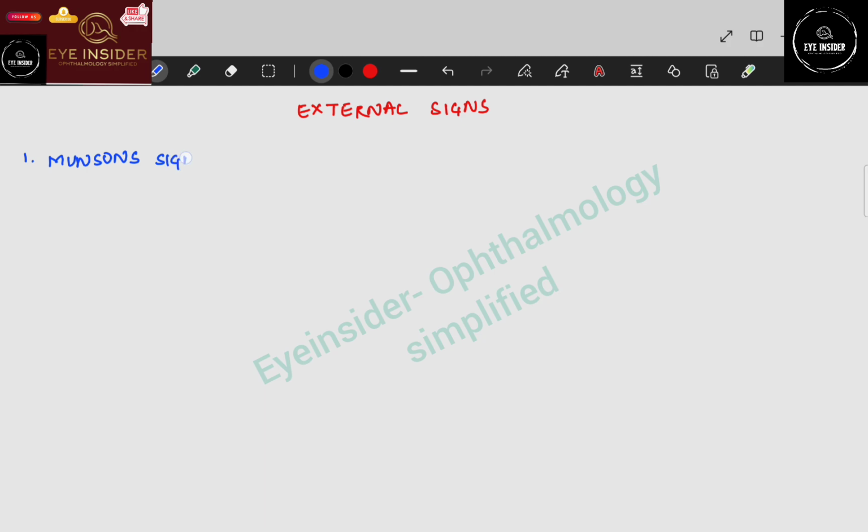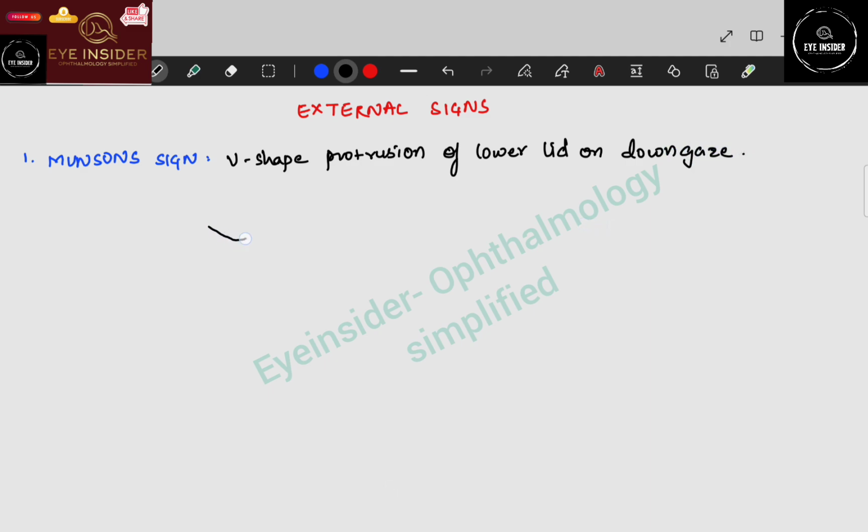The first and the most popular one, as we all know, is the Munson sign, in which when the patient looks in the down gaze, there is a V-shaped protrusion of the lower eyelid. So this is the Munson sign. If we draw it as a diagram, we can see that when the patient looks downwards, there is a V-shaped protrusion in the lower lid.